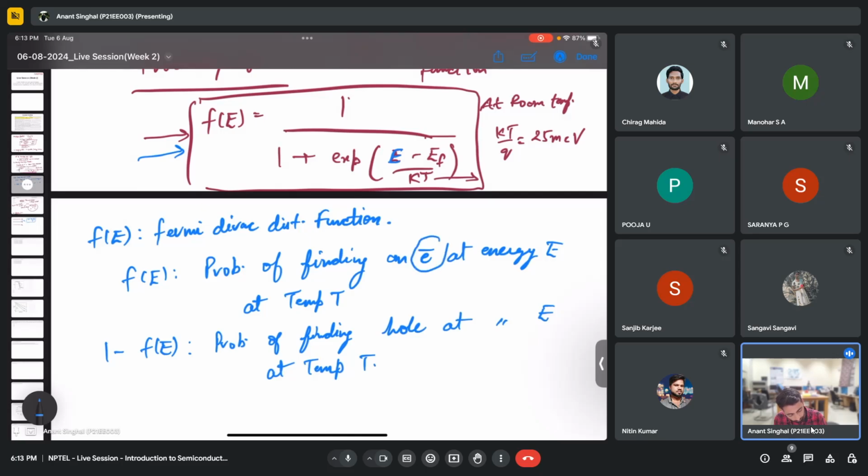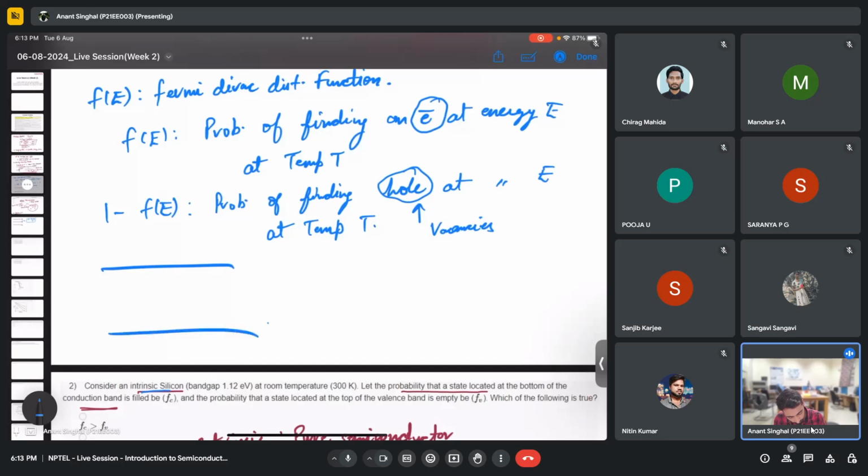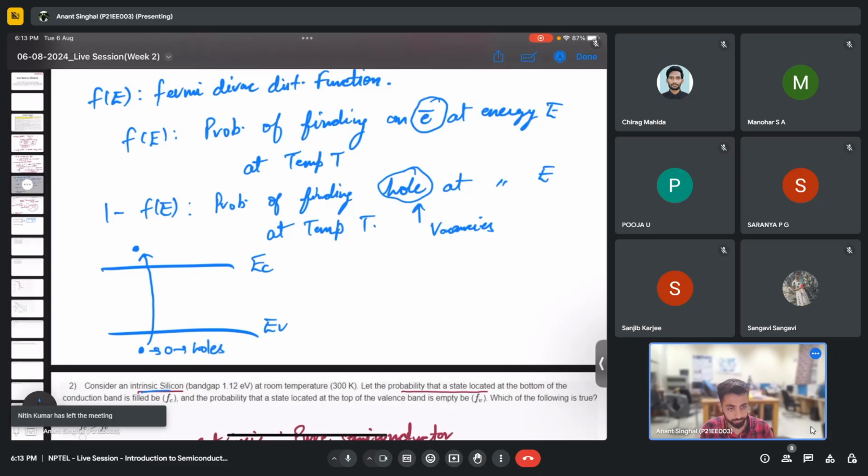So I hope you already are aware of what are electrons and holes. So holes are nothing but the vacancies that are created when, let's say this is the valence band, an electron travels from the valence band to the conduction band. So what it does, it creates a vacancy. These are the holes that we have, and these are the electrons. So the probability of finding an electron at energy E is given out by Fe, and 1 minus of that will give out the probability of finding holes.